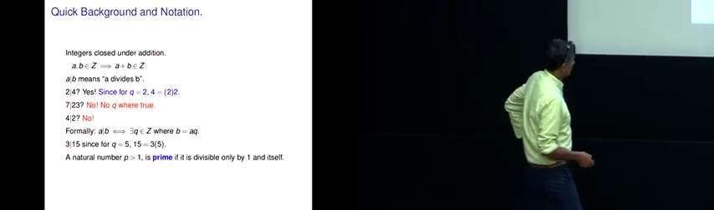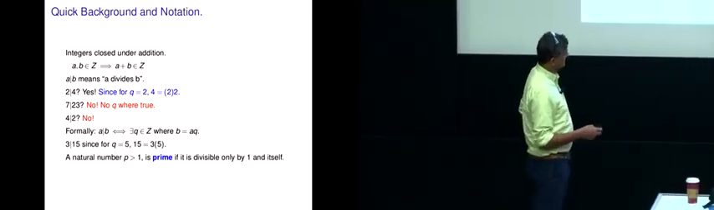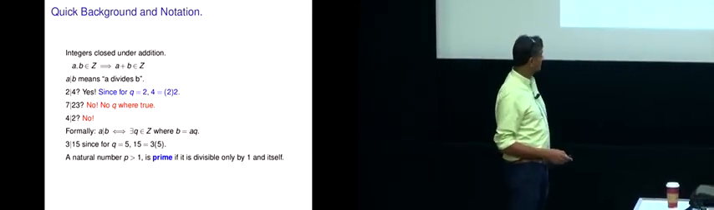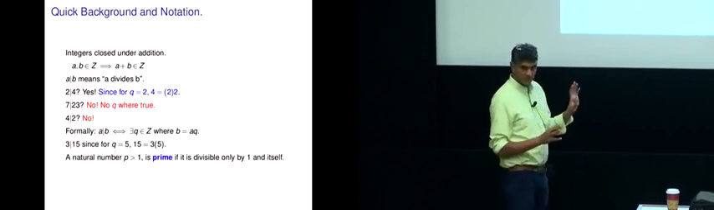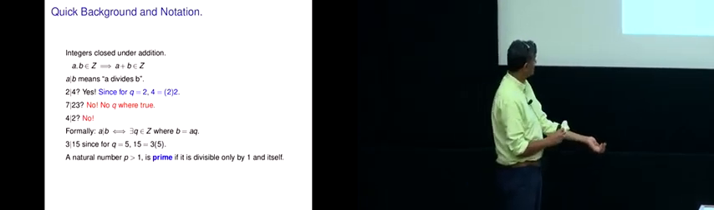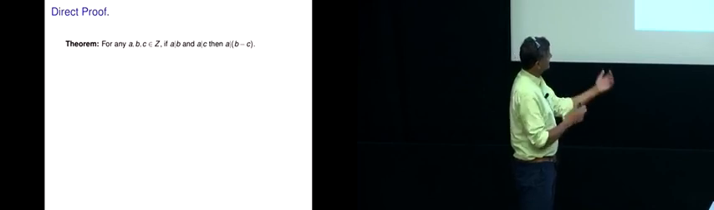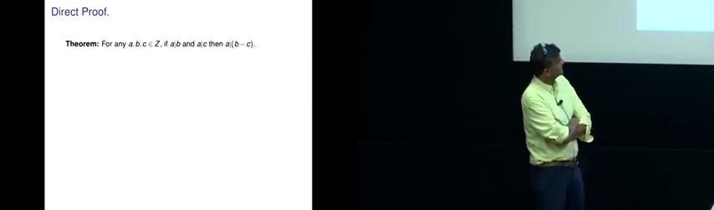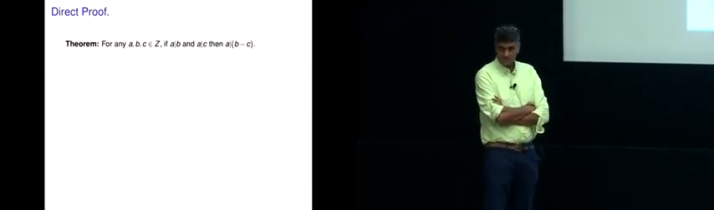A natural number p greater than 1 is prime if it is divisible only by 1 and itself. Okay, so those are the definitions we're going to use. We're going to now prove some theorems using those concepts. For any a, b, and c in the integers, if a divides b and a divides c, then a divides b minus c. It divides a difference, right?